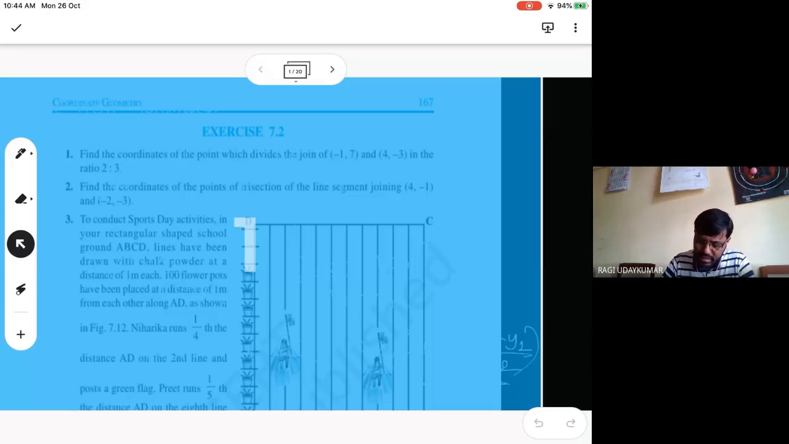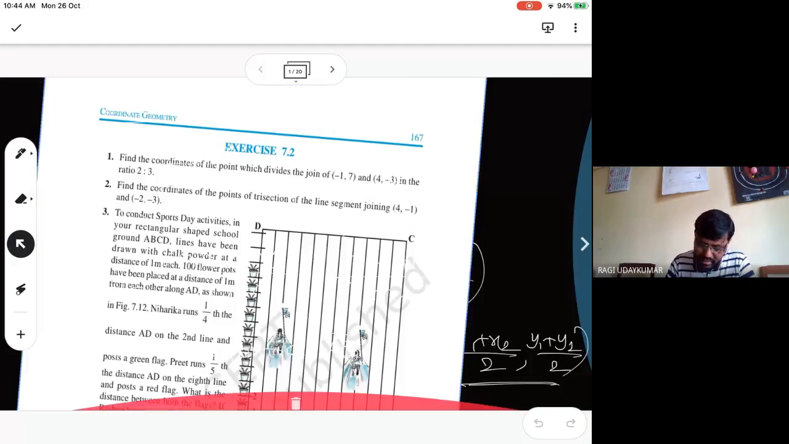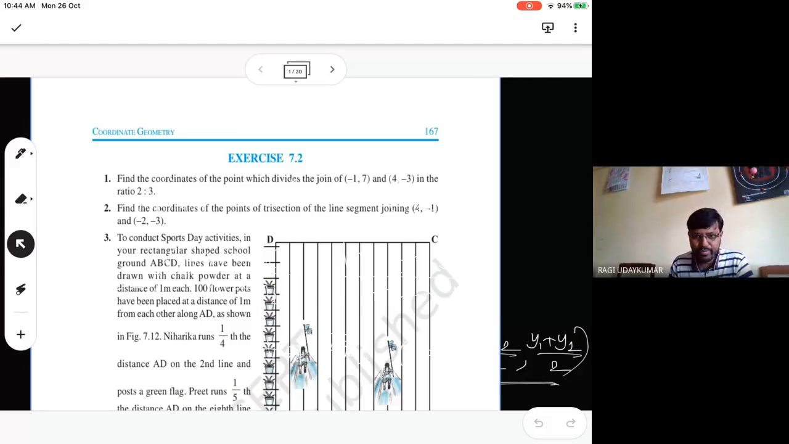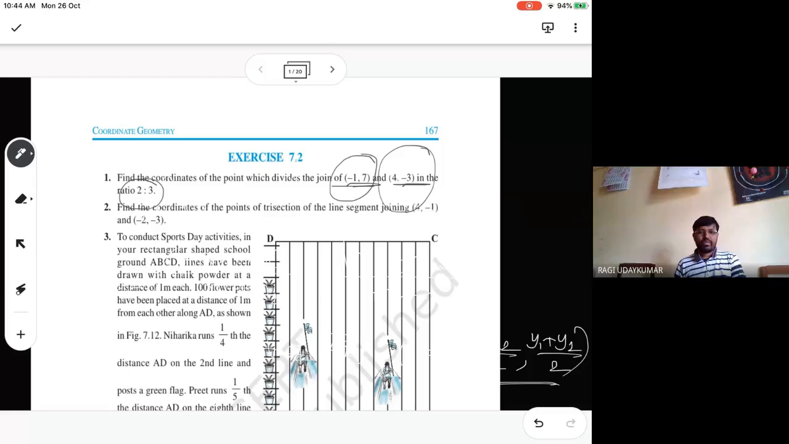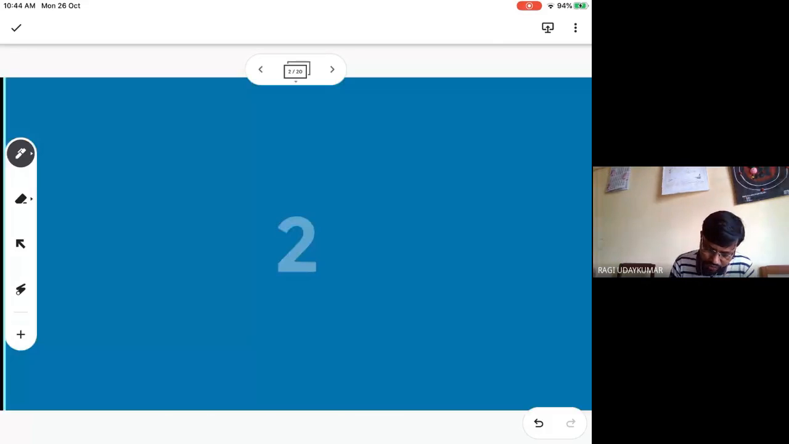Here the most important point you have to note is that in the distance formula, whenever the question is given to you, even there you can consider the first point as x2, y2 and the second point as x1, y1. But in the case of the section formula, the first point, whatever is given to you, is only x1, y1. The second point is x2, y2, and the ratio is 2:3. So -1, 7 and 4, -3 are the points.